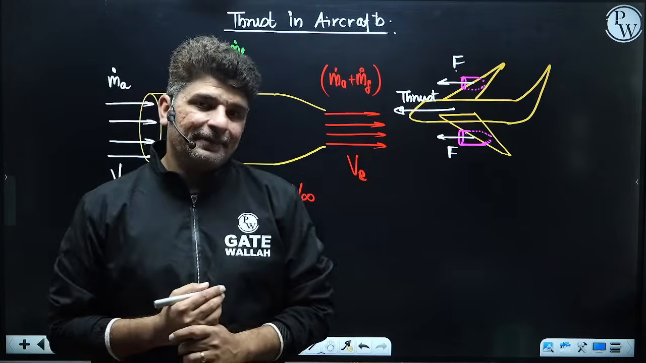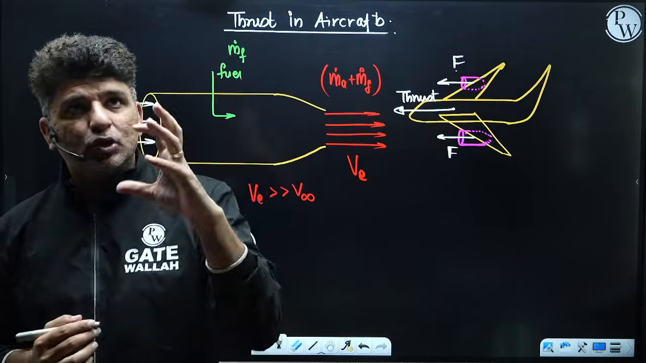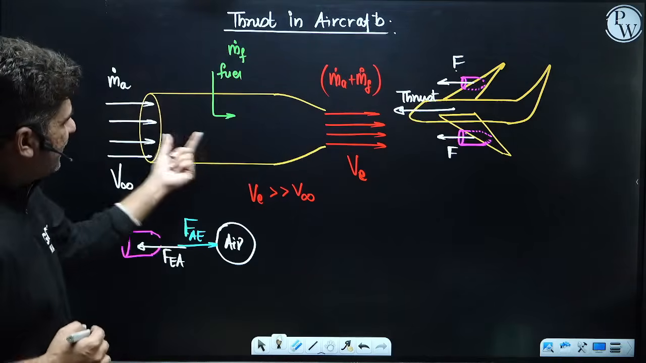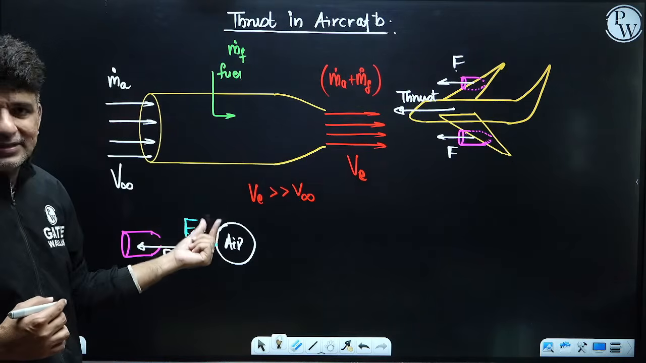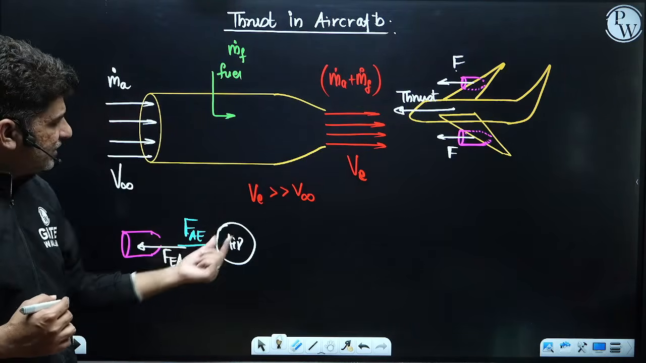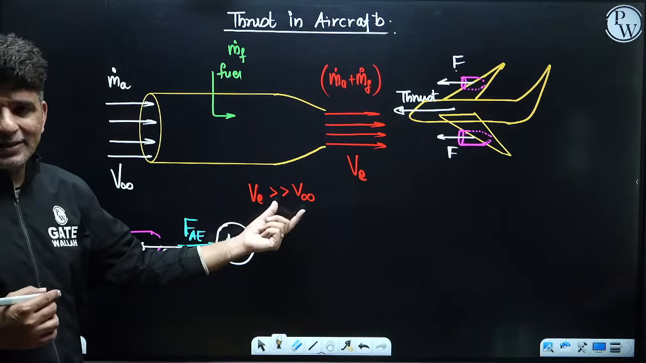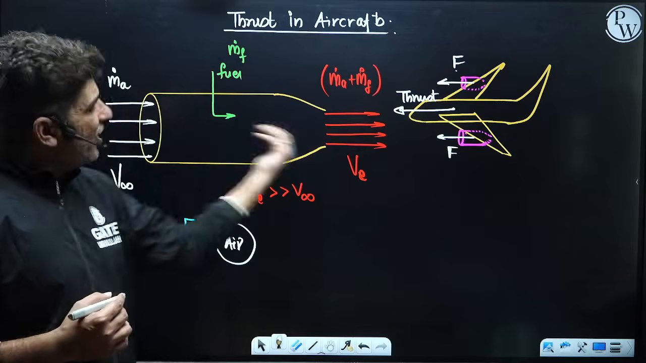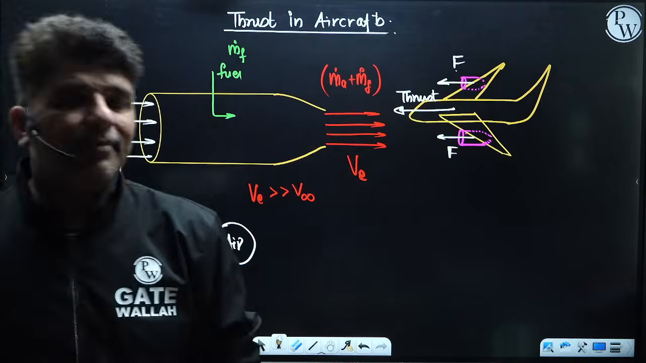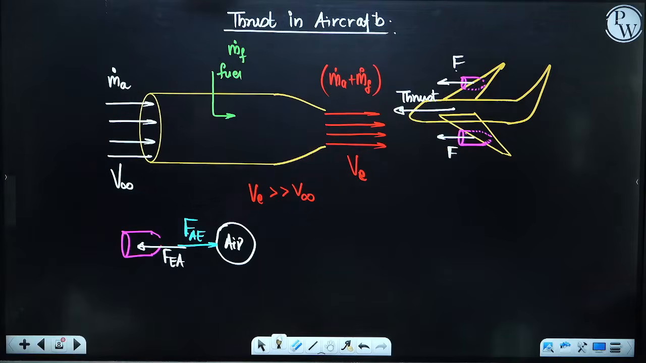Because of that thrust, the aircraft is moving ahead. So you see, there are two laws which have been applied. Newton's second law says a force is applied, and the magnitude of the force we are going to calculate soon. And Newton's third law says that if there is a force applied on the air, the air would also apply a force which will make the aircraft move ahead.